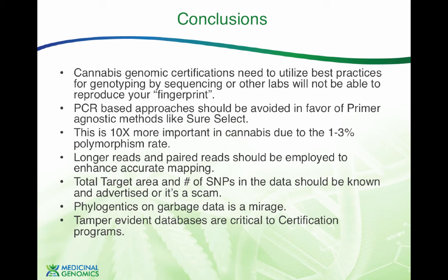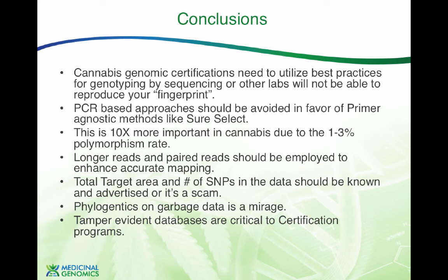The right thing to do is to just use technologies that don't rely on primer design. This is what is standard in SureSelect, and the vast majority of people in the next-gen sequencing space are using that platform because of this problem. This is 10x more important in cannabis because the polymorphism rate is tenfold higher.